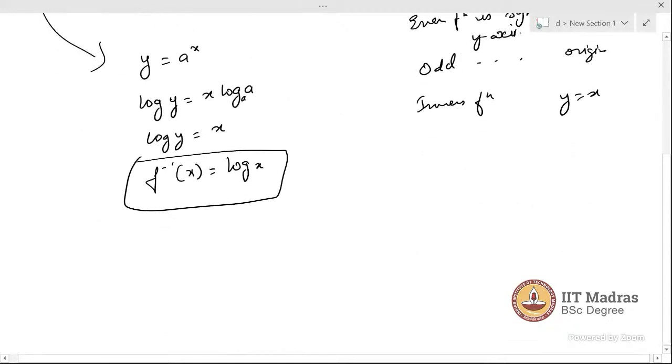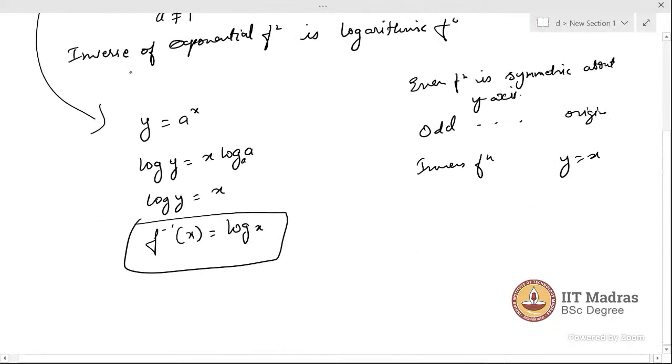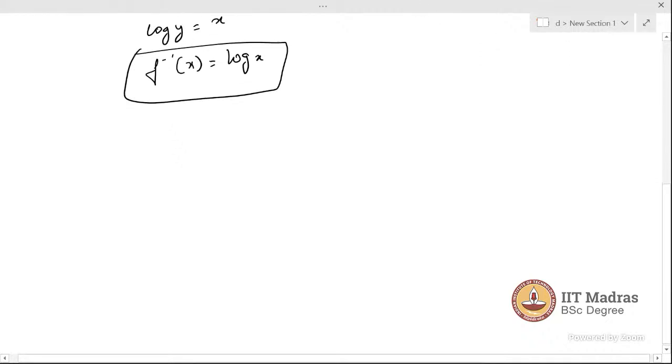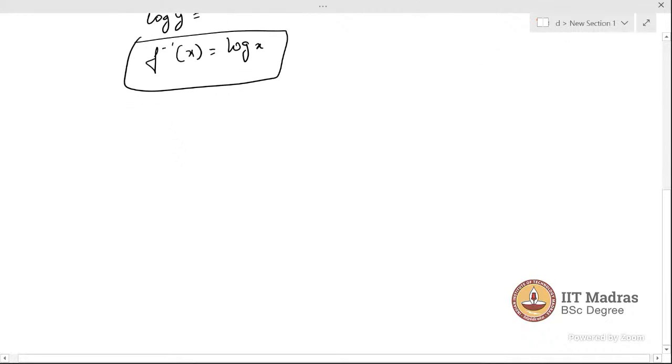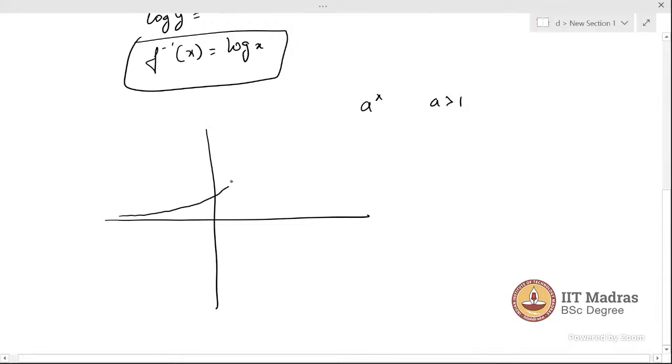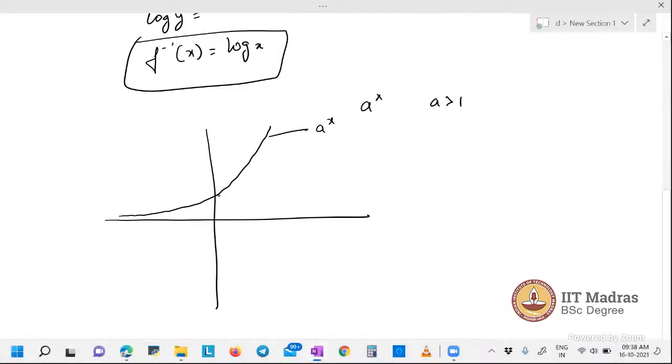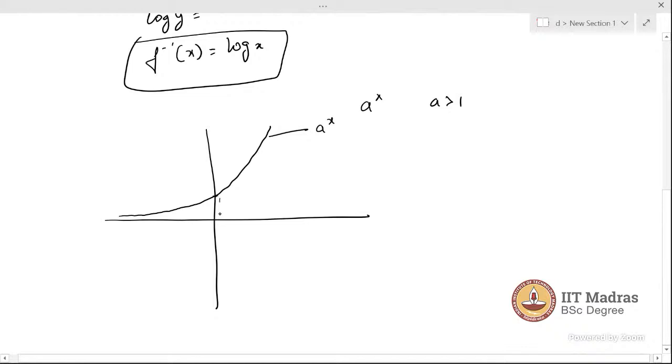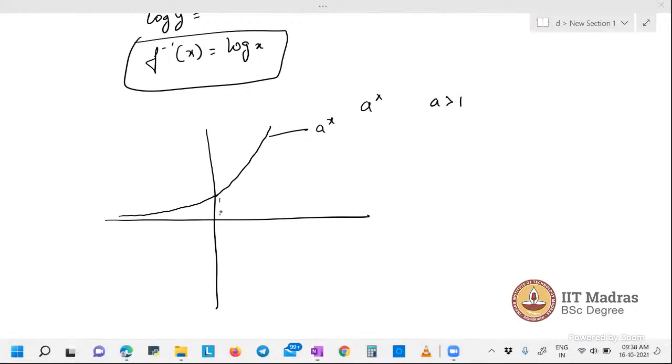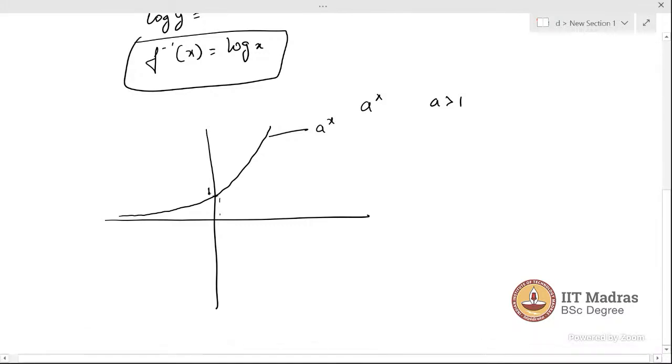So now let's understand this. How is this happening? Because I just told that the inverse of an exponential function is a logarithmic function, right? So how does the exponential function's graph look? If I take a to the power of x where a is greater than 1, the graph is going to be something like this, right? So this is my a to the power of x, and this is going to be 1, because at x equals 0 you will have the value 1, right? Now, what about the log x graph?